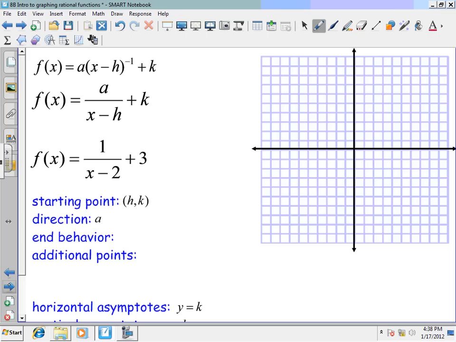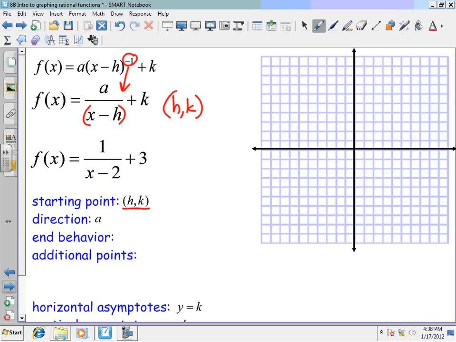Remember we did parent functions, we could say, well, (h, k) is our starting point. And if we do it to the negative first power, that's the same thing as writing it as a fraction. So we have x minus h in the bottom. And again, you have (h, k) as your starting point.